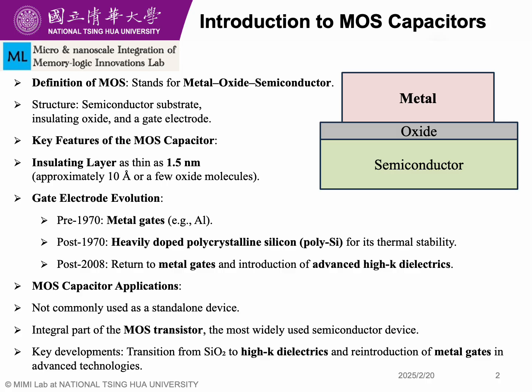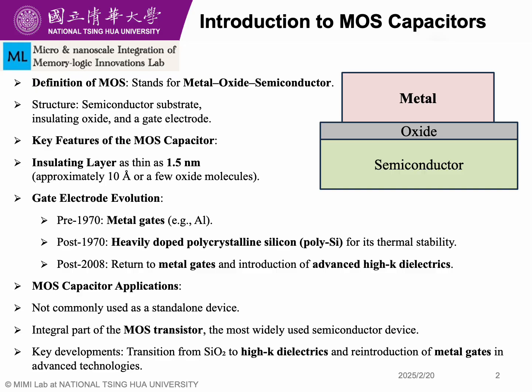So, as I said, today our topic is the MOS capacitor, and MOS stands for metal oxide semiconductor, with a particular focus on its structure. We will progress through this course with a particular focus on this structure. At first, we will study the key features, gate electrode evolution and their applications, and then we will see how the insulating layer, which in present days is mostly a high K material, and its properties affect the structure's performance or characteristics.